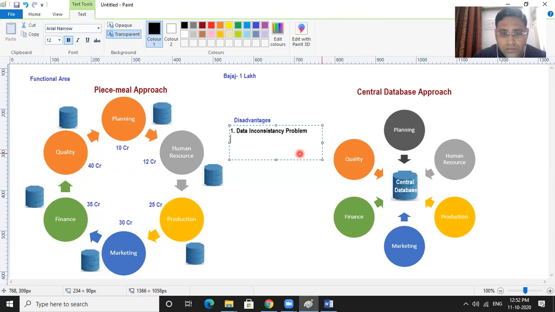Okay. Now, the second problem with this is data redundancy.